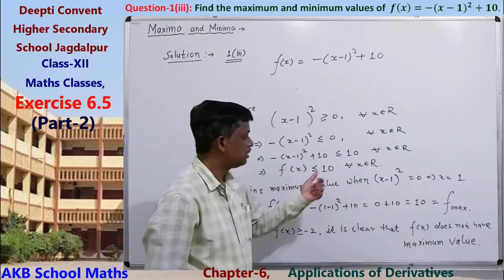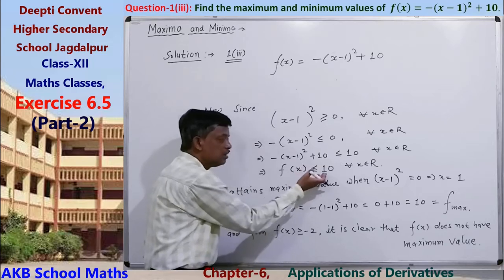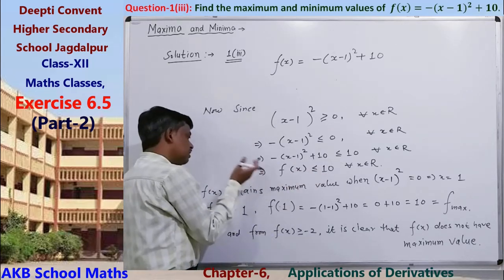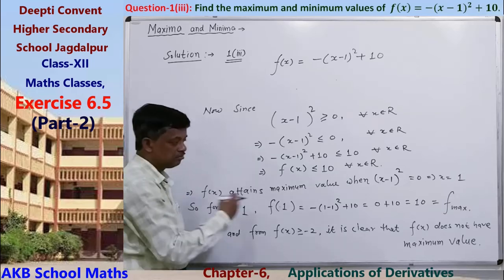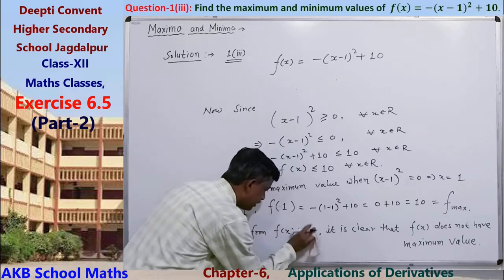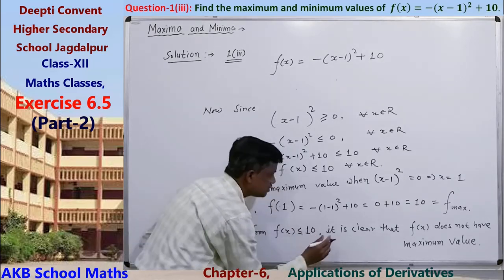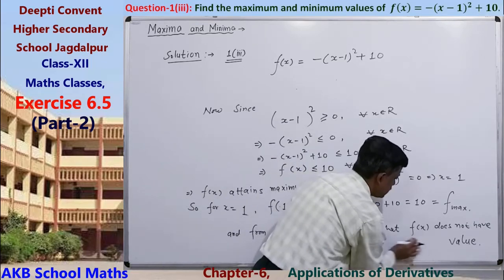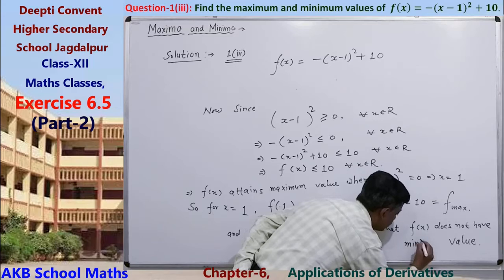We see that the function is always less than or equal to 10, which means any lesser value is possible. So the minimum value does not exist. From f(x) less than or equal to 10, it is clear that the function does not have a minimum value.